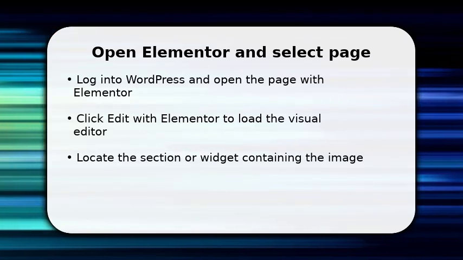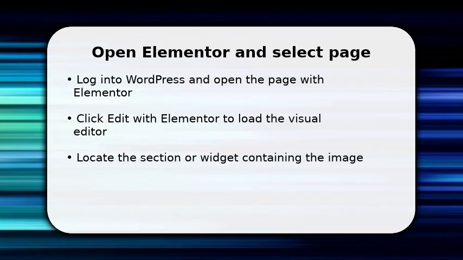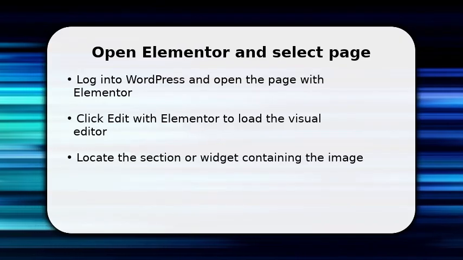You start by opening Elementor on the page you want to edit. Once loaded, find the exact section with the image. Click the Image widget or the column handling background images so you can access the Settings panel on the left. Make sure you know whether it's an image widget versus a background image. That changes which panel to use.